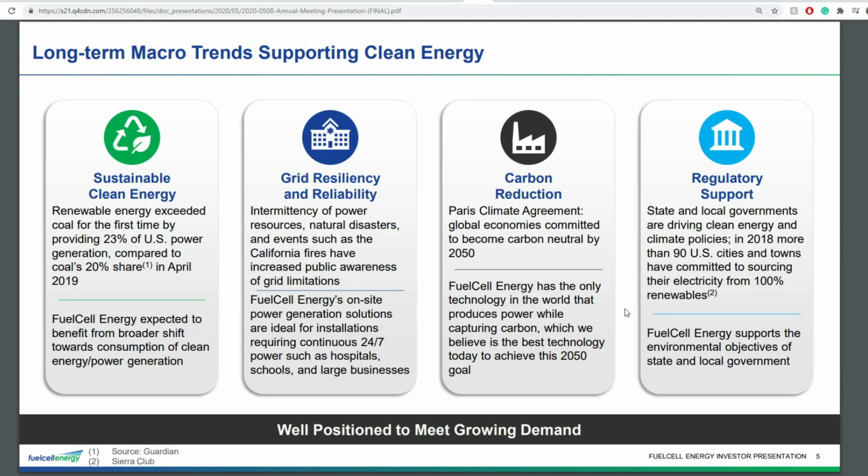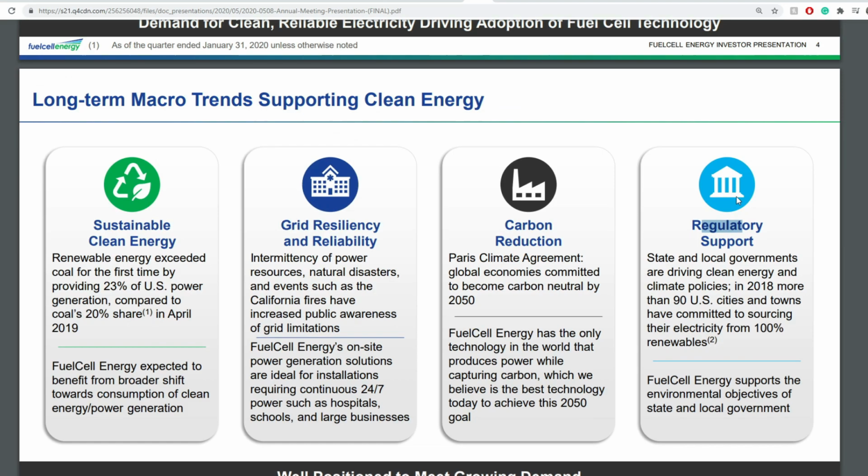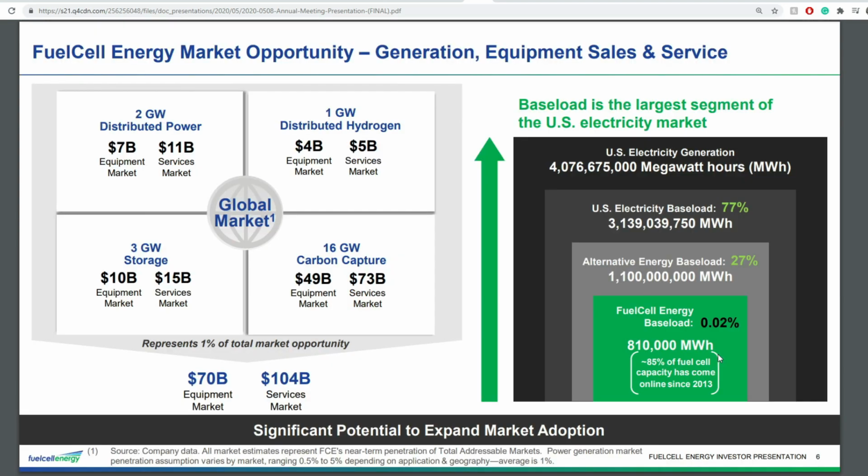Sustainable clean energy, that's their goal here. Renewable energy exceeds coal for the first time, providing 23% of US power generation. Grid resilience and reliability, carbon reduction and regulatory support by the US, with more than 90 cities and towns having committed to sourcing their electricity from 100% renewable. So they're aware of that and they're kind of moving towards it.